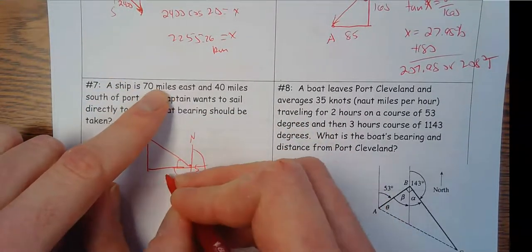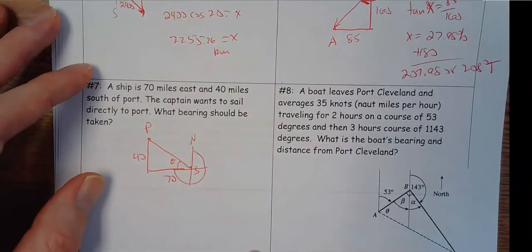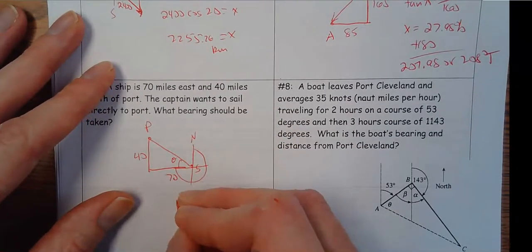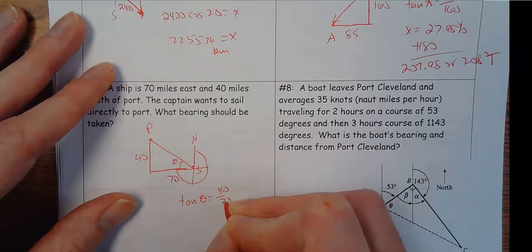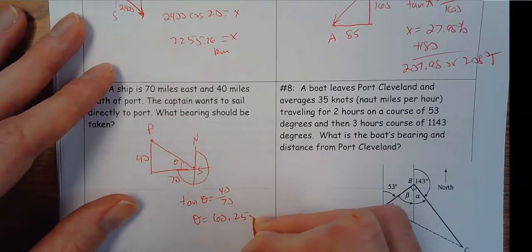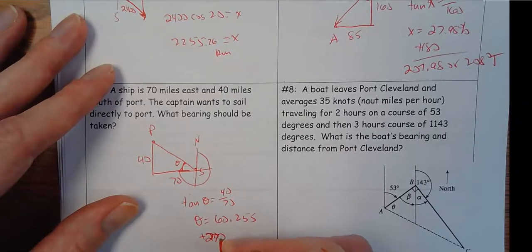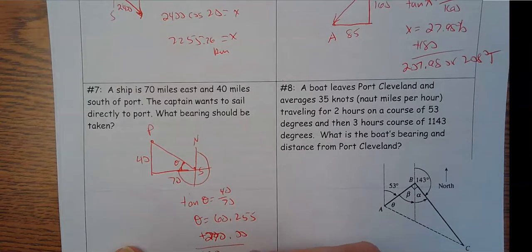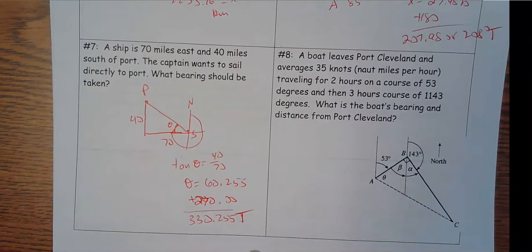So the ship is 70 miles east and 40 miles south of it. If I can find that angle in there and then add 270 to it, I got my answer. So I've got opposite over adjacent, so tan of theta would equal 40 over 70. Type it in the calculator, I get 60.255. Now that's the angle right there. I've got to add 270 to it, and I get 330.255 from true north.